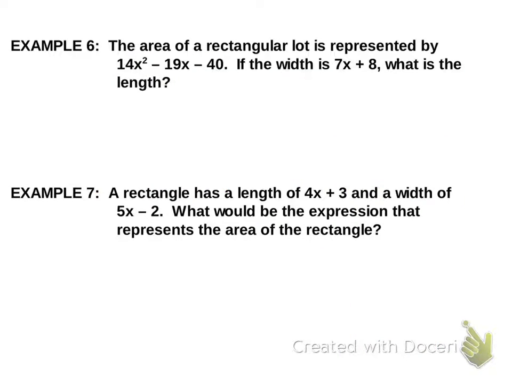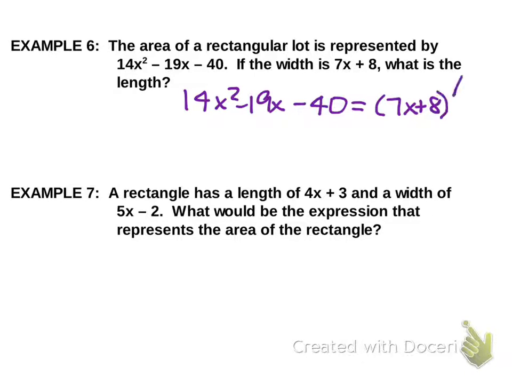All right, and then we have example 6 here. We have the area of a rectangular lot is represented by 14x squared minus 19x minus 40. If the width is 7x plus 8, what is the length? So this one actually makes it a little bit easier. When I go to factor it, I know that one of them is 7x plus 8.